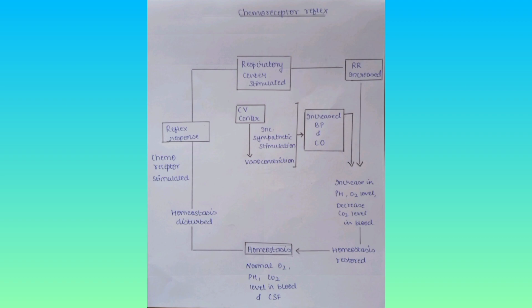So now altogether, when there is an increase in the blood pressure, cardiac output and increase in the respiration rate, the hypoxia becomes normal, that is the oxygen level is normal. The hydrogen ion acidosis will become normal. Now the hypercapnia, that is excessive carbon dioxide, will come to its normal level. So now the homeostasis becomes restored.